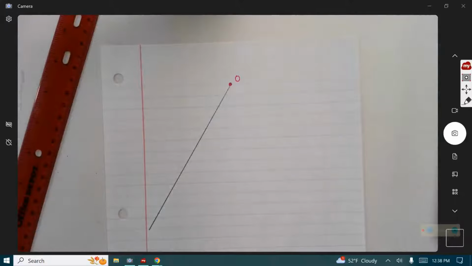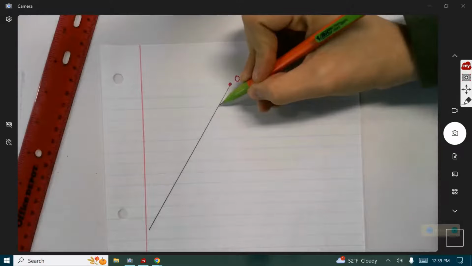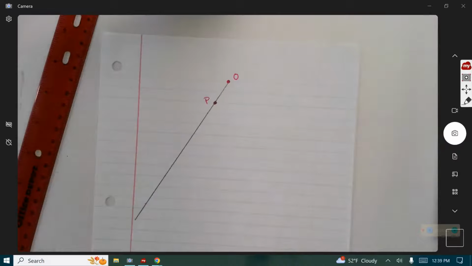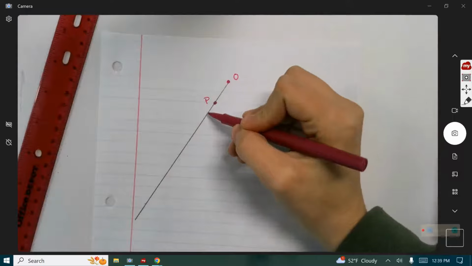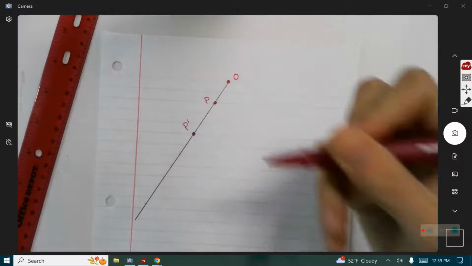Count 2 lines down from O and mark a point where the ray you have drawn crosses the line and label this point P. So here's 1, 2 lines. We're going to put a point here and label it P. Now count 5 lines down from there and mark the ray where it crosses the line and label it P prime. So 1, 2, 3, 4, 5. P prime.